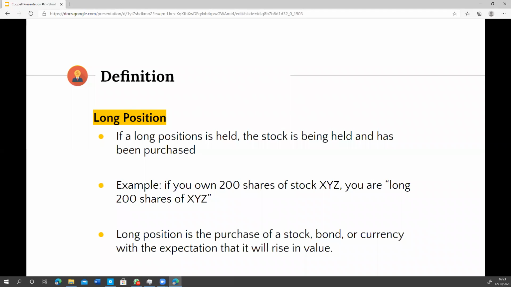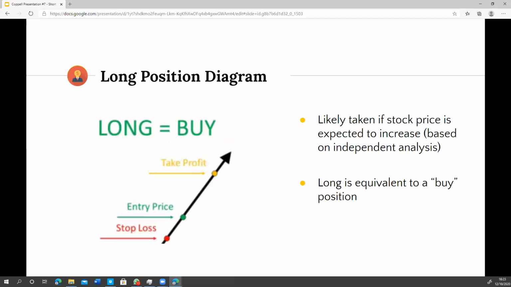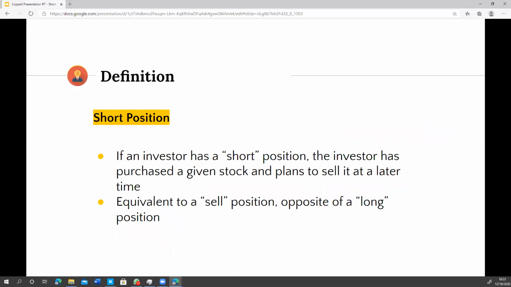A long position is the purchase of a stock, bond, or a currency with your hoping that it will rise in value over time. An investor would like to take a long position when they feel that the stock price is going to increase based on their own analysis. Remember, we talked about this a while back too, going with the analysts or making your own decisions. So if you believe the stock is going to increase, a long is equivalent to basically a buy position. In this diagram, you see that a long position bets on the appreciation of the stock. You think or you hope that the stock will go up based on your analysis.